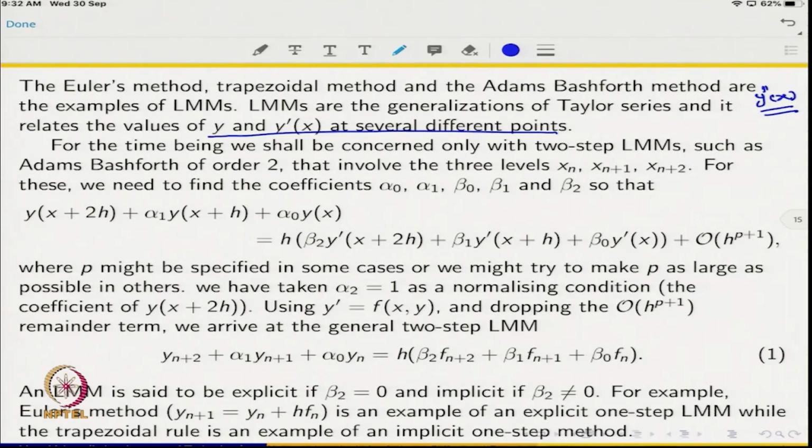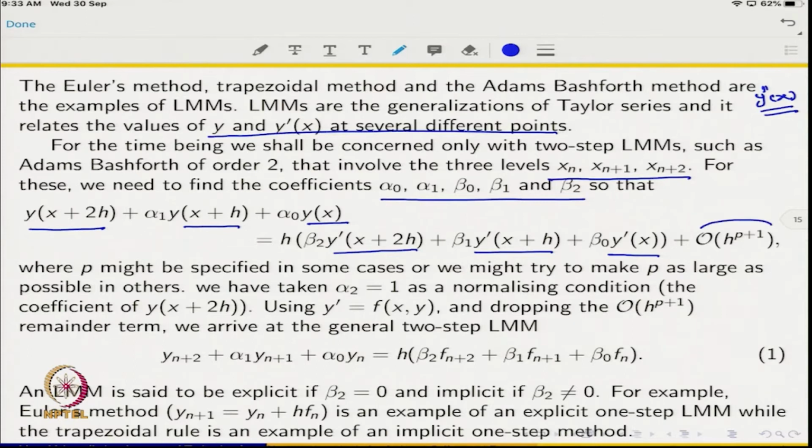That involves the 3 levels x_n, x_{n+1}, x_{n+2}. For these we need to find the coefficients alpha 0, alpha 1, beta 0, beta 1 and beta 2, so that we are writing y(x+2h), y(x+h), y(x) as well as the value of its derivative at x+2h, x+h and x. Alpha 1, alpha 0, beta 2, beta 1 and beta 0 are the coefficients which we will be choosing, and this is the truncation error.